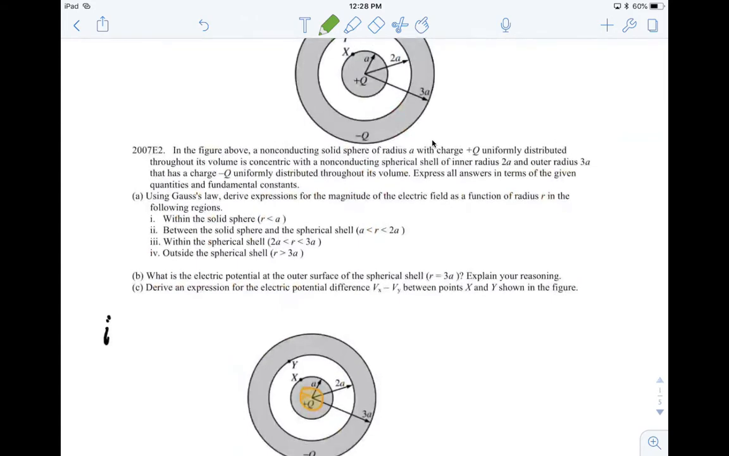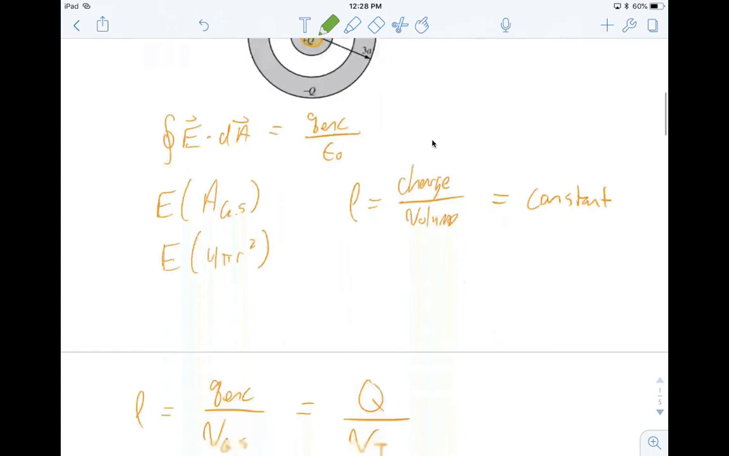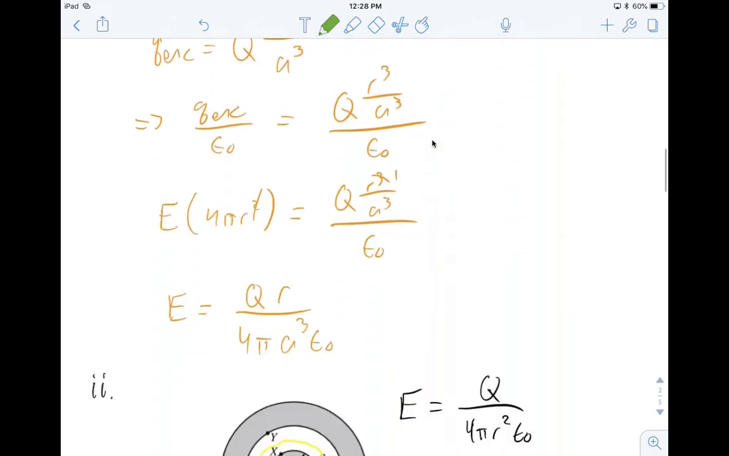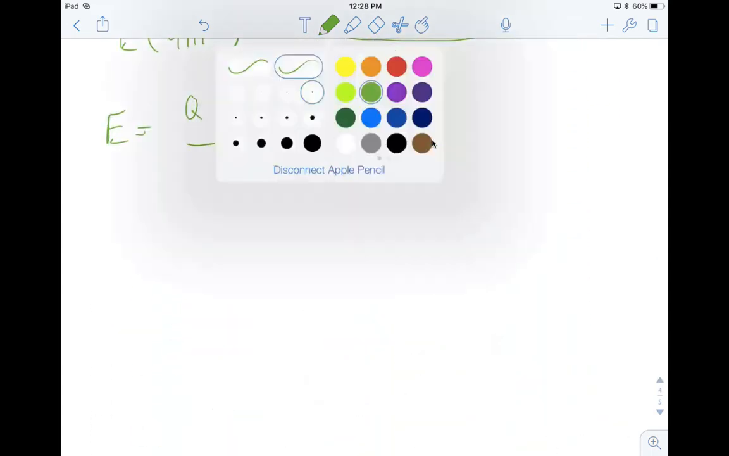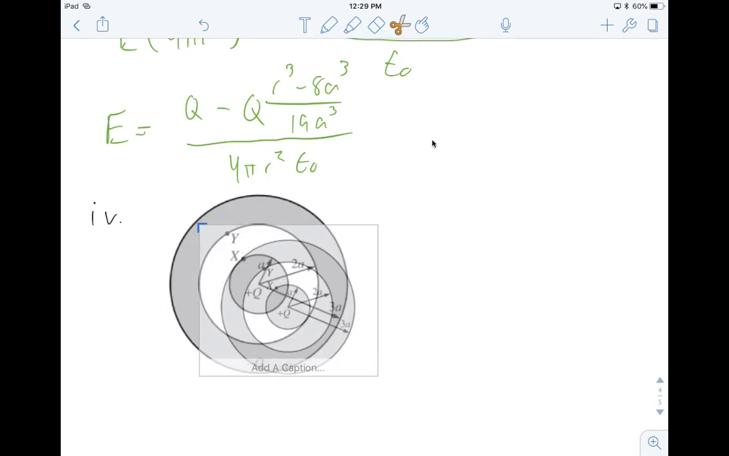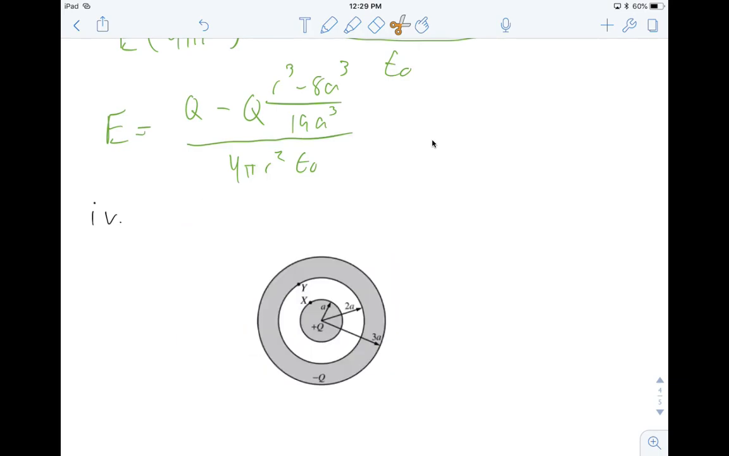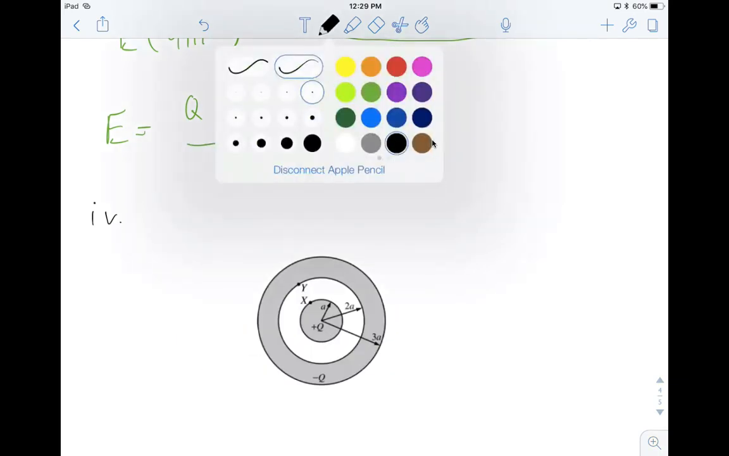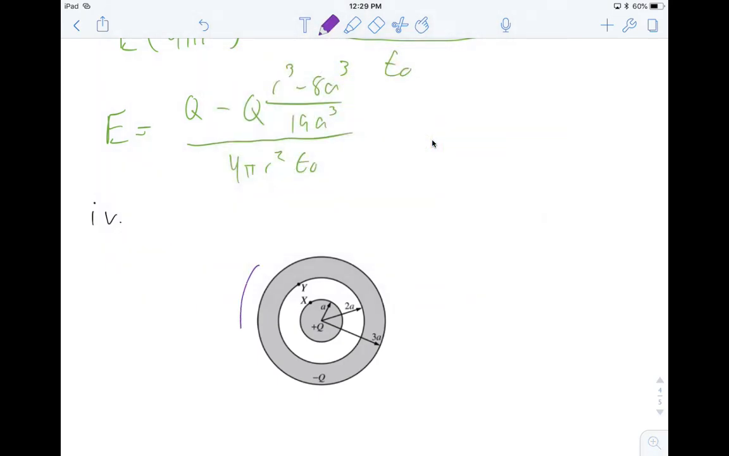Last part, right? Yeah, I guess that is the last part now. So part 4. Here's our sphere. For part 4, if we were to draw a Gaussian surface, it would be out here.